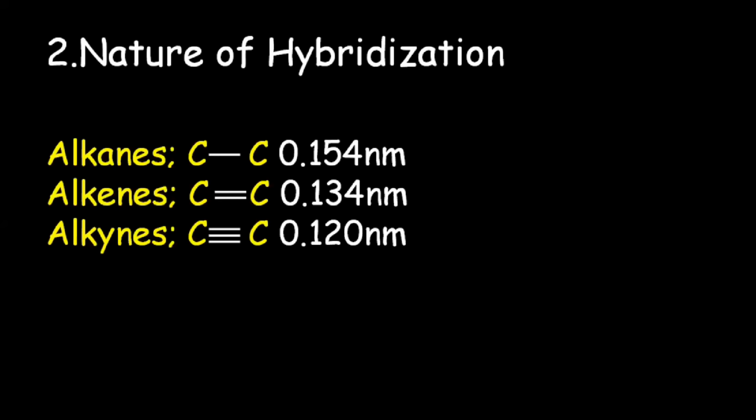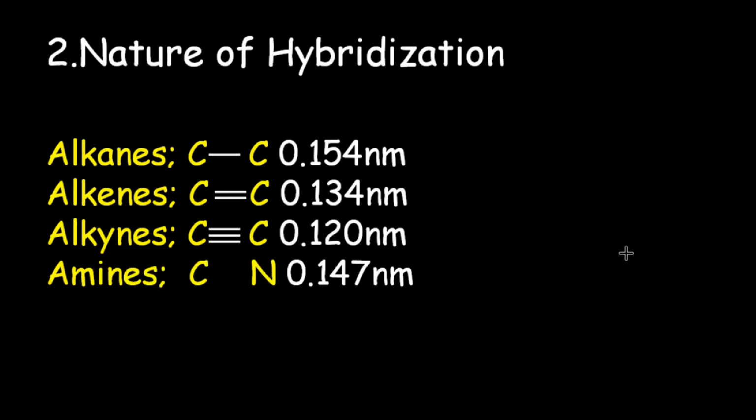In these three functional groups, the hybridization is sp3 for C single bond C, sp2 for olefinic bond, and sp for acetylenic bond. The s character is increasing, and the data is showing that the bond length is decreasing from alkanes to alkenes and then alkynes.